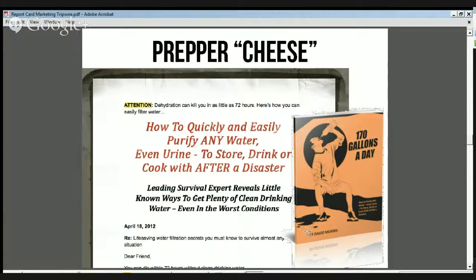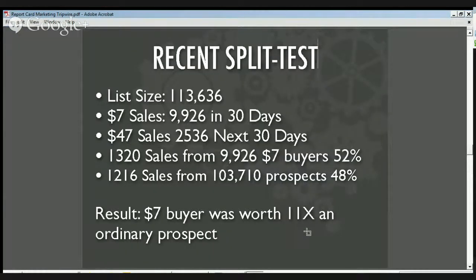So in this case, it was just one piece of an entire course, $7, and then after they paid their $7, on the thank you page they went for the upsell to the full course. And to give you an example of a campaign and some real statistics, I want to share with you what happened here. They had a list of 113,636 people. They marketed this $7 report to them. Out of that $7 tripwire, they sold 9,926 of them in 30 days.